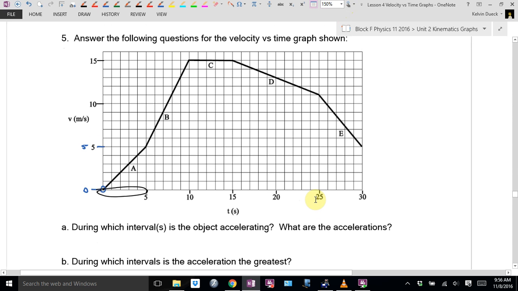Now, under hashtag cool nerd trivia, let's go back here for a second. I'll show you another way to do it. What kind of a graph is this? Velocity versus time. What's the slope of a velocity versus time graph? Tell us. This was the key idea. What's the slope of a velocity versus time graph? Acceleration.